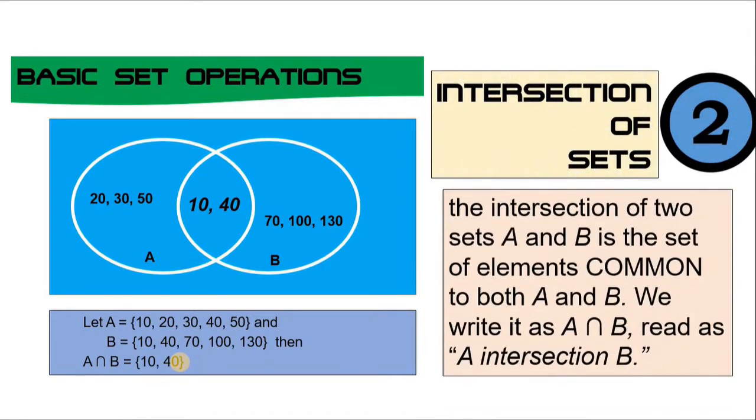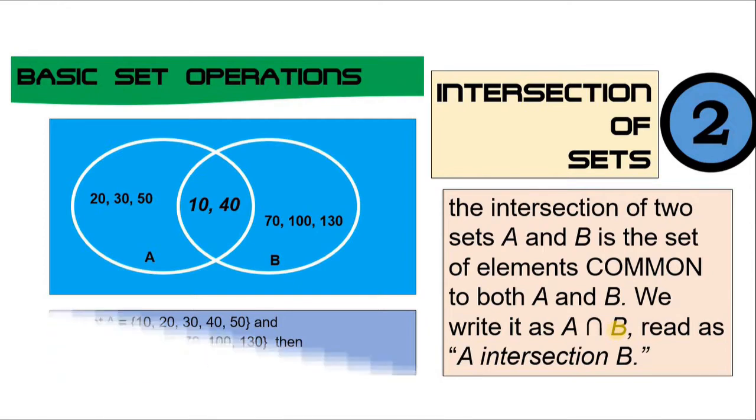So by definition, the intersection of two sets A and B is the set of elements common to both A and B. We write it with the symbol for intersection, read as A intersection B. So again, pag union, combination of all; pag intersection, yung common elements. Right? So for another example, let us watch the video.